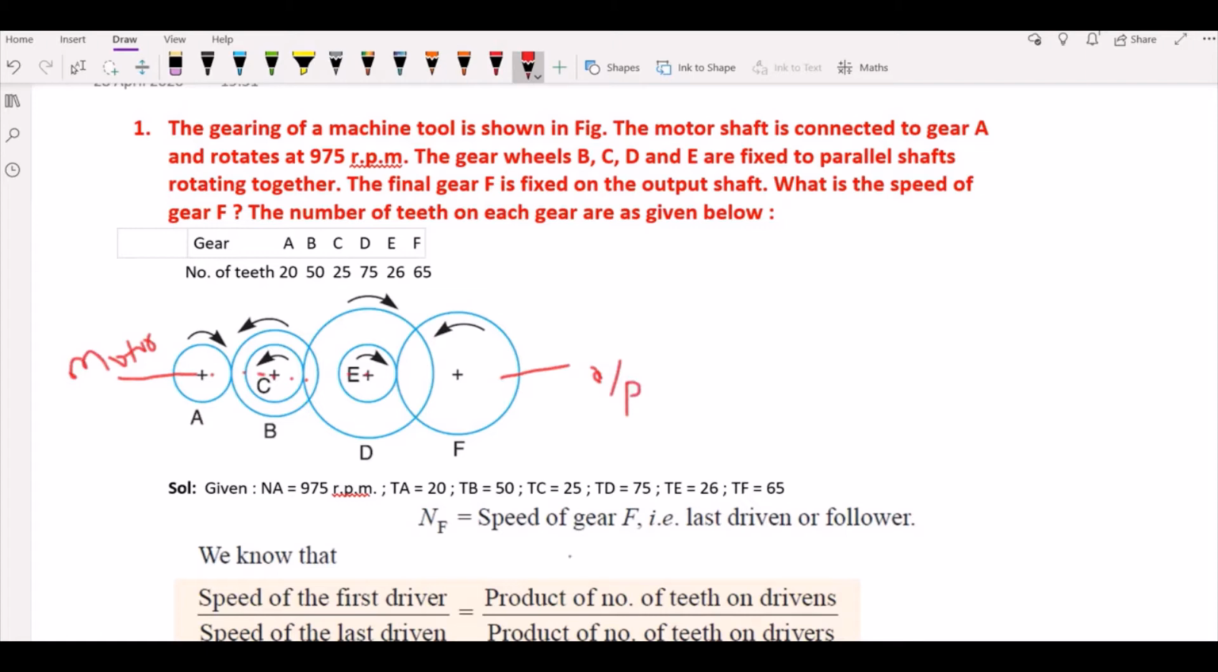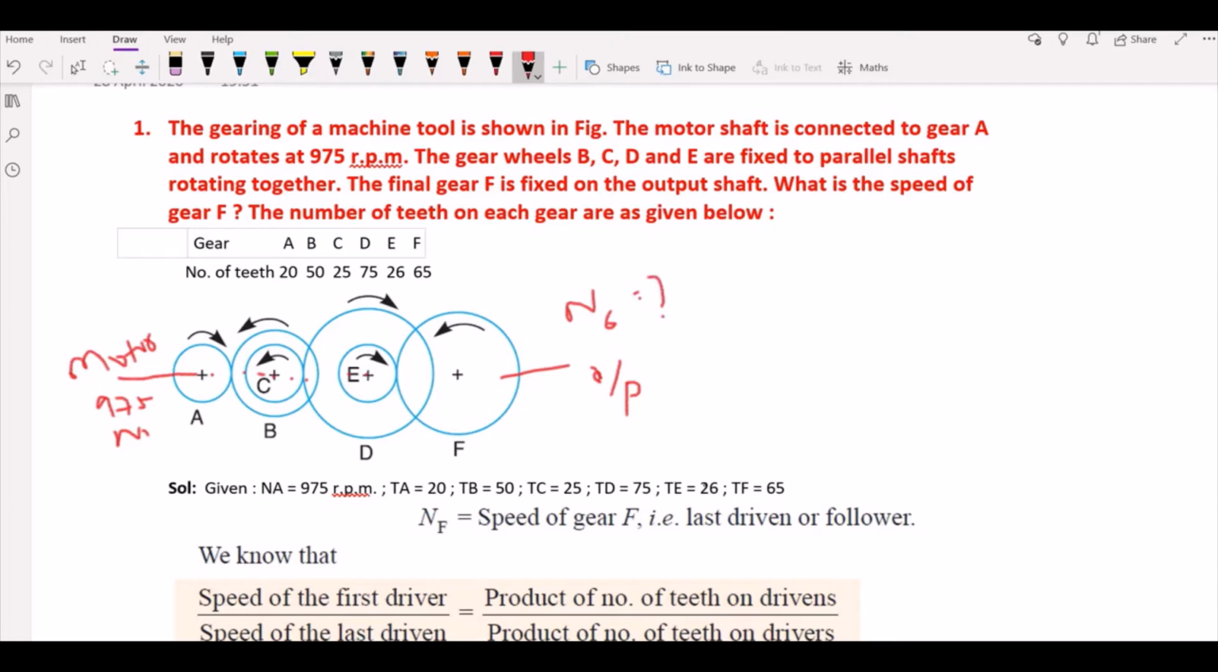Here the number of teeth in A, B, C, D, E, everything till F is given. The speed is also given for the input: 975, that is the speed NA. If I take this as N1 or NA, and this NF, or if you take this as N6, 1, 2, 3, 4, 5, 6, then N6 is the speed we need to calculate. Okay, this is the problem.